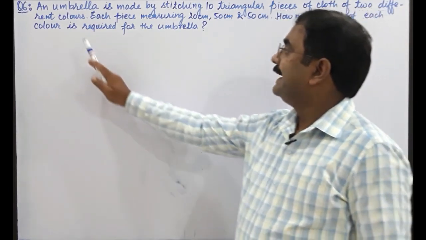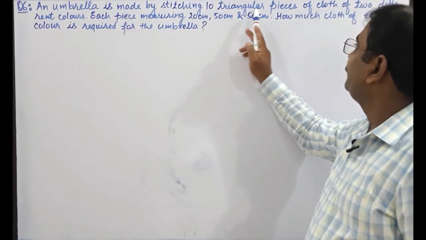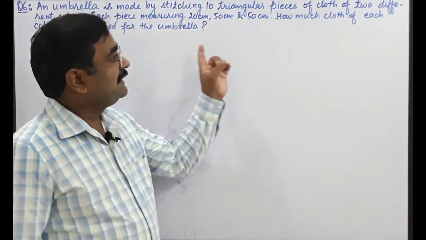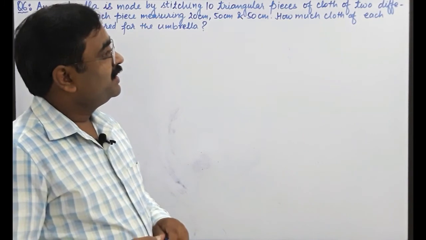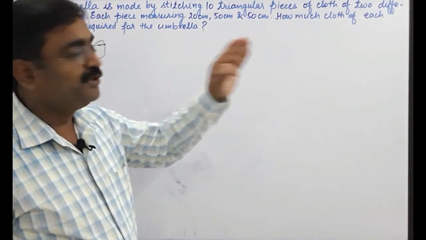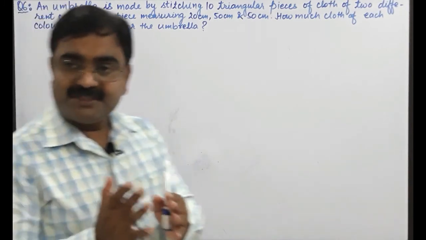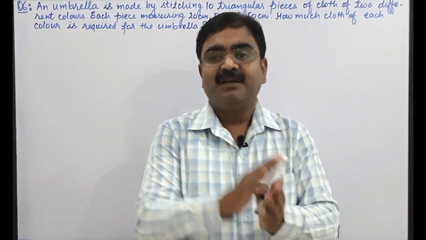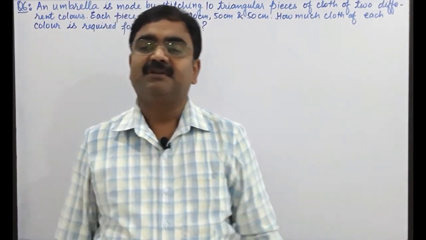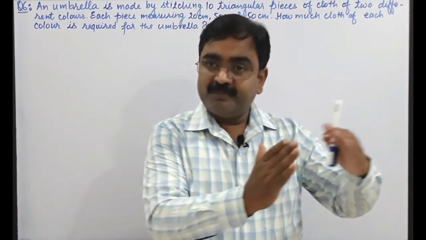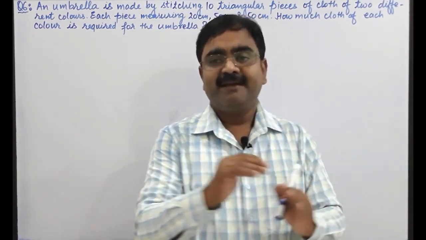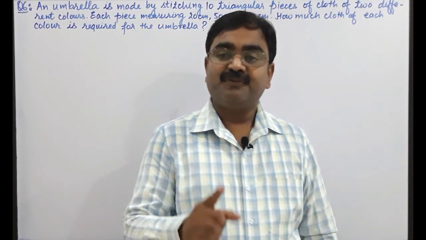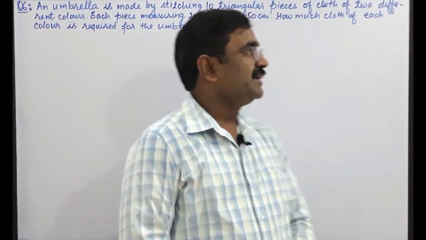In this question it is given: an umbrella is made by stitching 10 triangular pieces of cloth of 2 different colors. That umbrella is made by 10 triangular pieces of cloth of 2 different colors. So there are 10 triangular pieces. Out of these 10, 5 are of one color and the remaining 5 are of the other color. So it is divided into two colors, which means each color has 5 pieces, right?